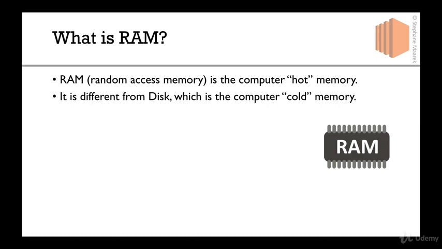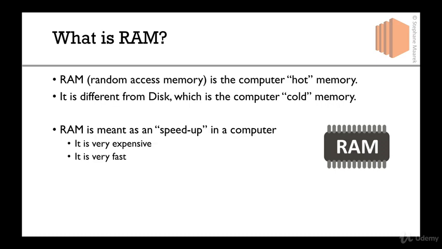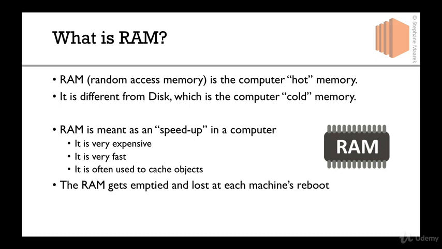It's very, very different. So RAM is basically a speed up in a computer. It's super fast, but it is very expensive, and it's often used by your computer to cache objects, to cache a lot of stuff, to access it very quickly. The RAM gets totally emptied and lost every time your machine reboots. So that's why it is called a hot memory or a cache, because it doesn't persist. If you want to persist data over time, over reboots, you have to put it into the disk. The RAM is just hot memory.